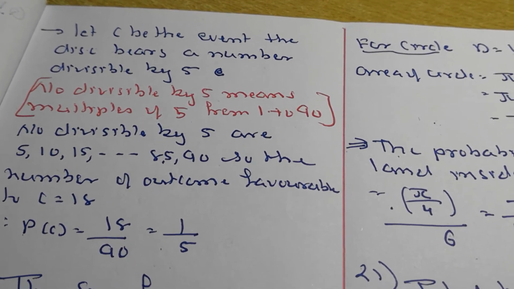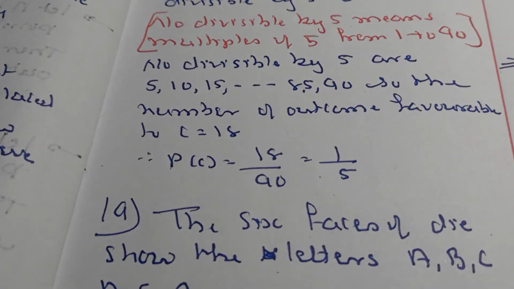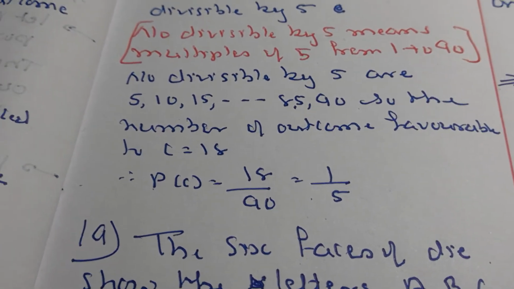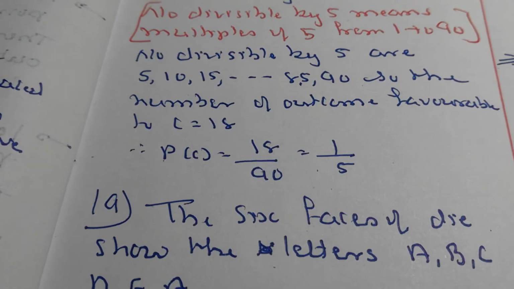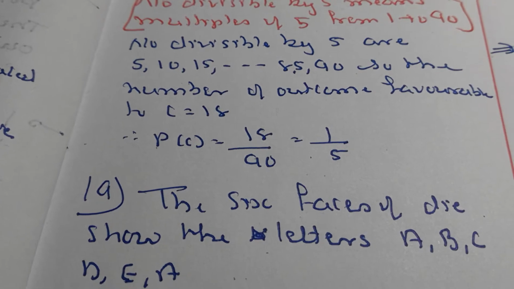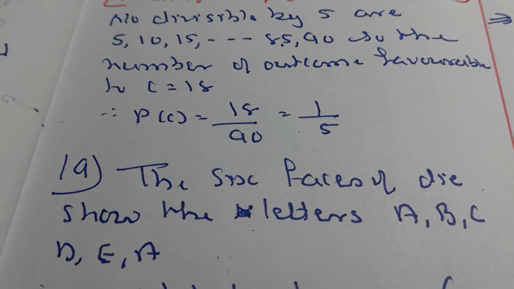That is 5, 10, 15, 20, 25. So the number of outcomes, the numbers divisible by 5, are 5, 10, 15 going up till 90. So the number of outcomes favorable to C is 18. So P is equal to 18 upon 90, which comes to 1 upon 5.